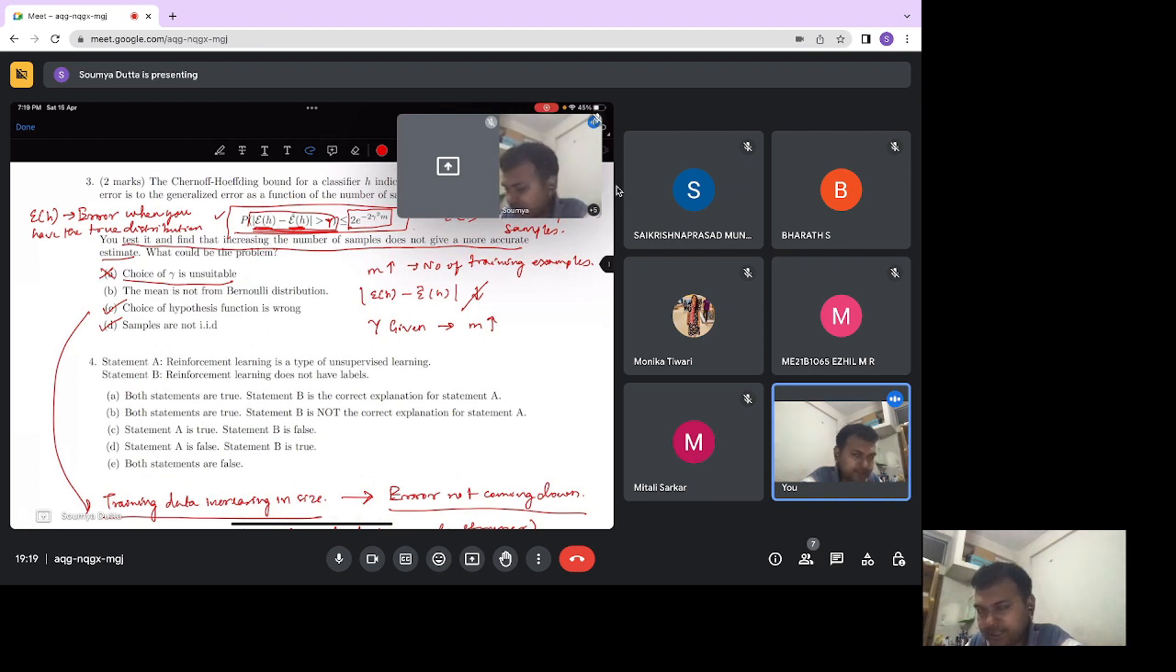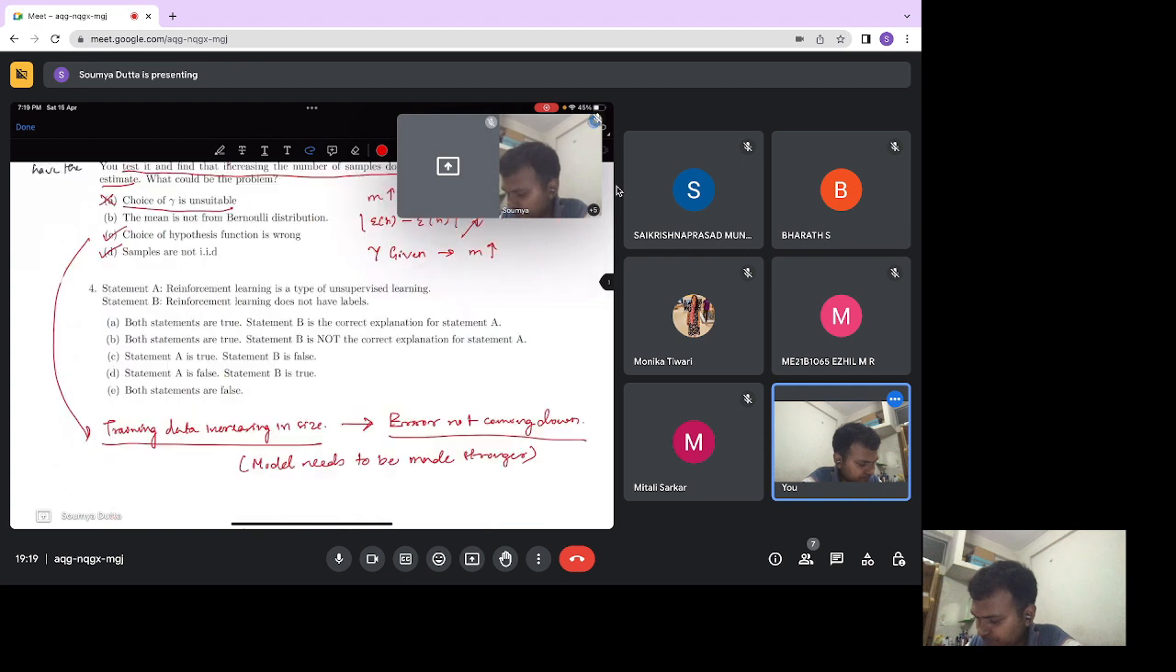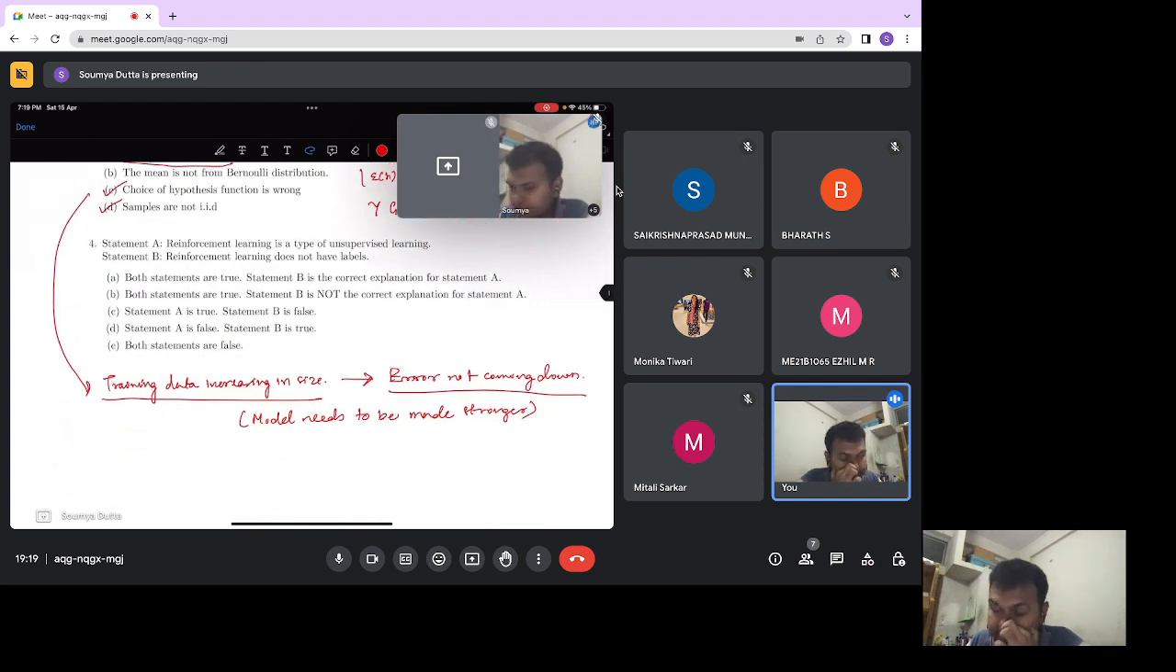Okay, then the next question is on reinforcement learning. It's an assertion-reason type of question. The question is, reinforcement learning is a type of unsupervised learning. Of course, this is not true. We have three types of learning: supervised, unsupervised, and reinforcement learning. And reinforcement learning does not have labels. That statement, reinforcement learning does not have labels, is actually true.